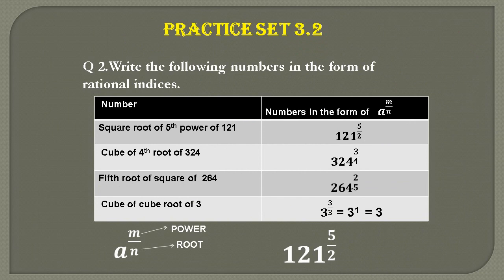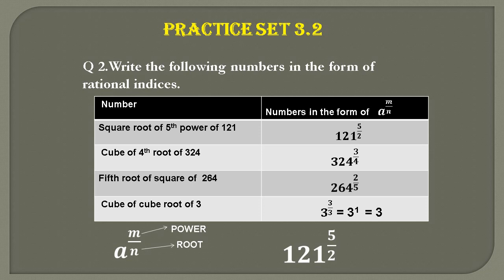Question number 2. Write the following numbers in the form of rational indices. First, square root of fifth power of 121. Here is the hint for answering these type of questions. We have to write index in the rational form m by n.